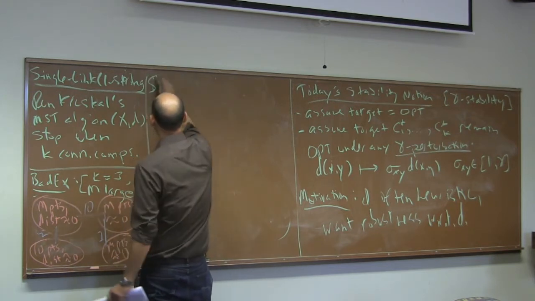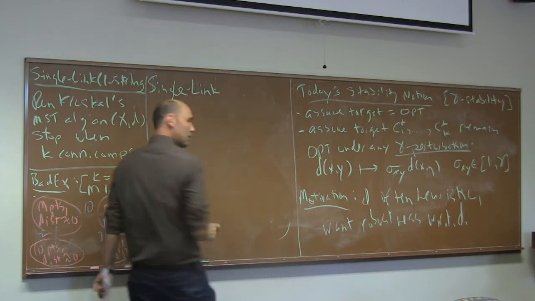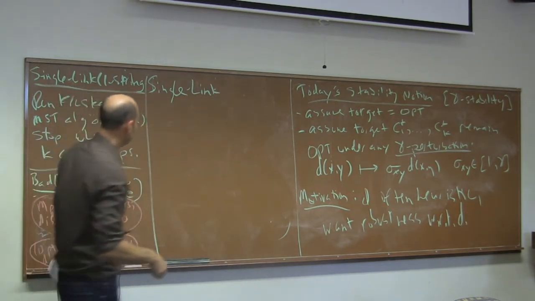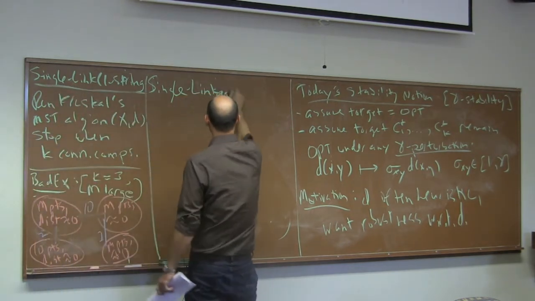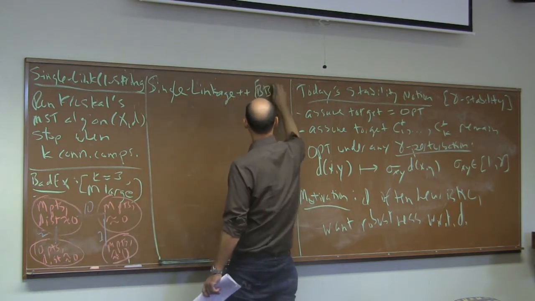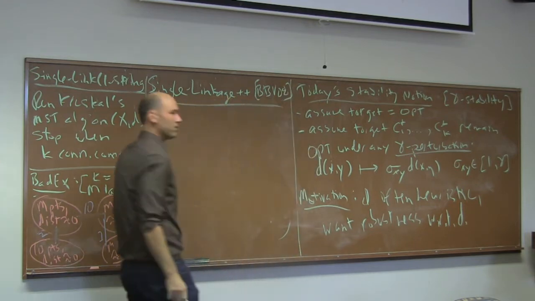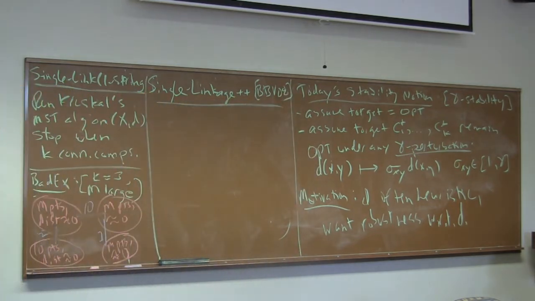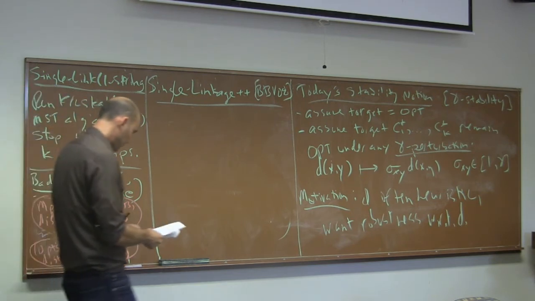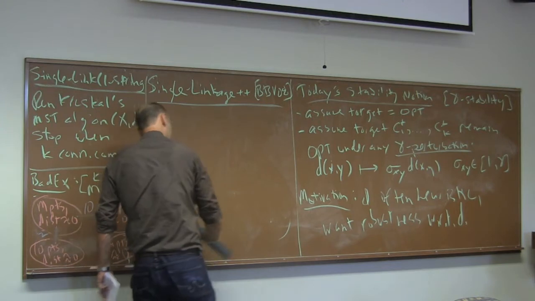The authors don't call it that. Probably they should have. Probably more people would know it if they called it that, but I'm going to call it that. Single linkage plus plus by Blum, Balcan, and Vempala. They came up with this algorithm in a different context, but it sort of works out of the box here, which is cool. And this is just nice, actually. This is a nice idea.